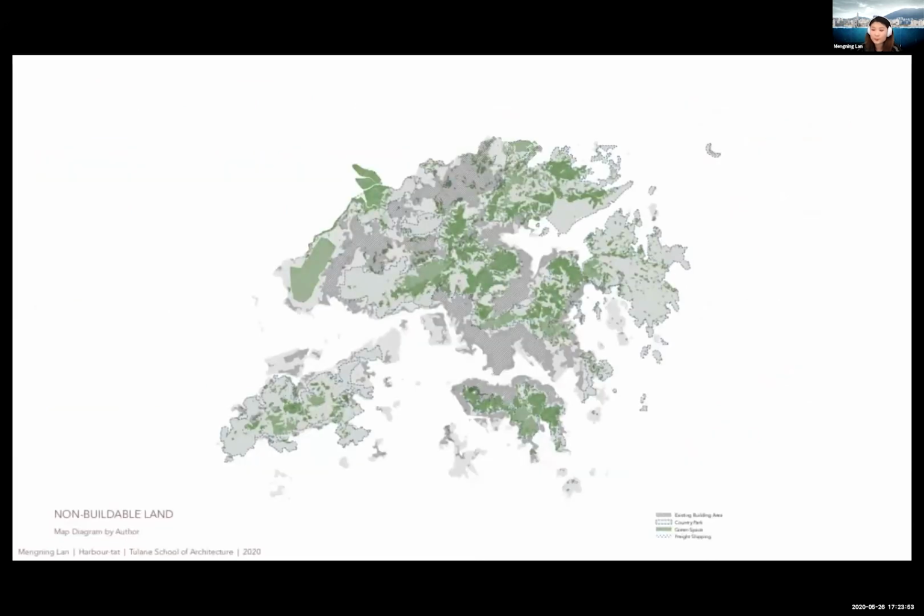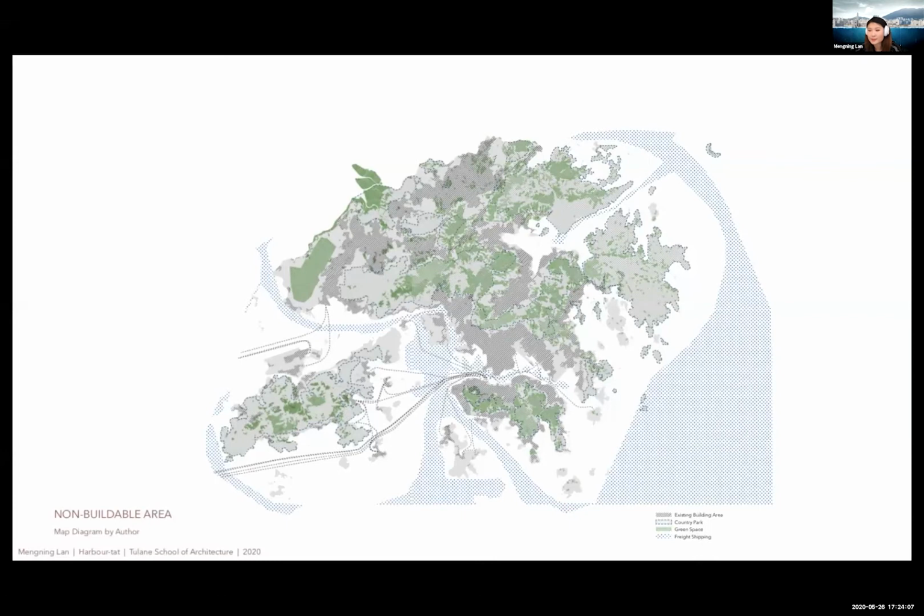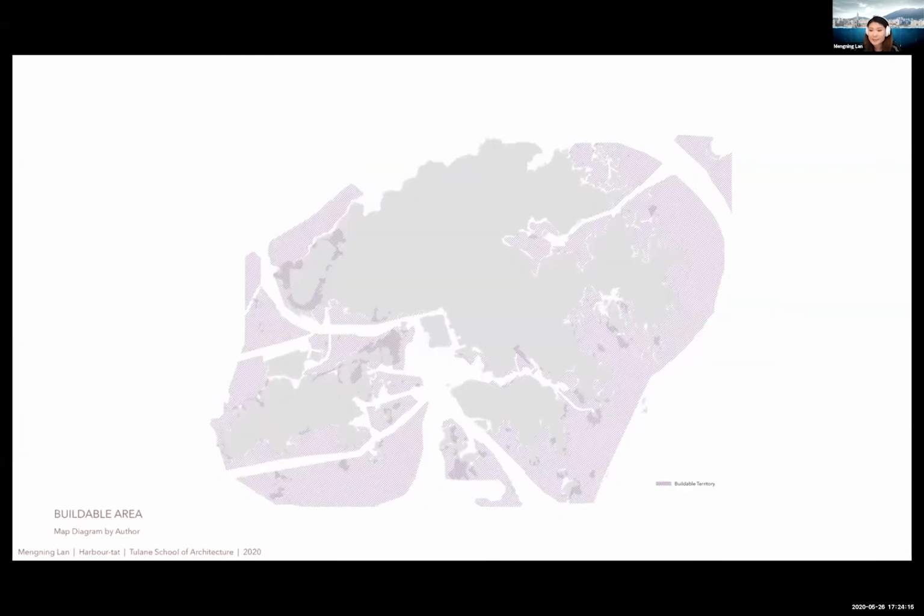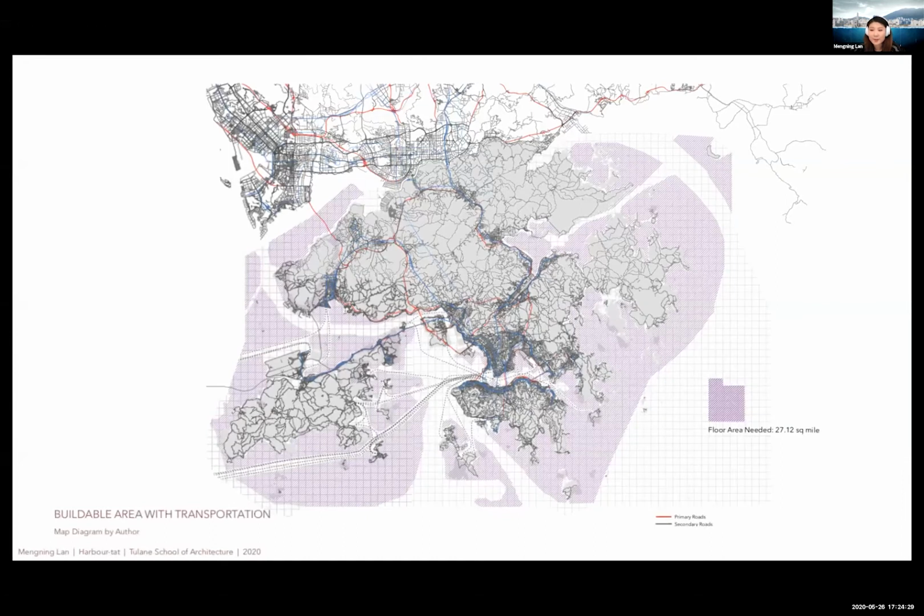So where are we going to build these units? I overlapped the existing buildings with protected parks. It turned out Hong Kong has little land for new housing development. But if we include water, there's more to consider. With ferry routes and freight shipping areas, we have this non-buildable area map. And this inverted map shows the buildable area in purple, mostly on the water. Since there's not much land to build on, the only way to expand is to build on the water. Public transportation is highly developed and very important to people's daily life in Hong Kong.